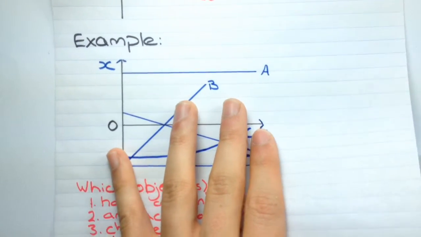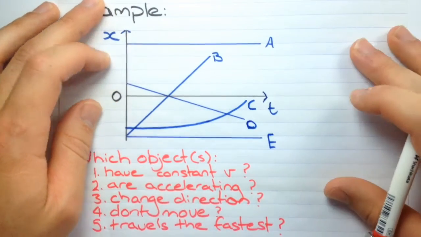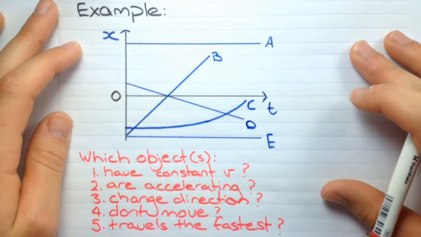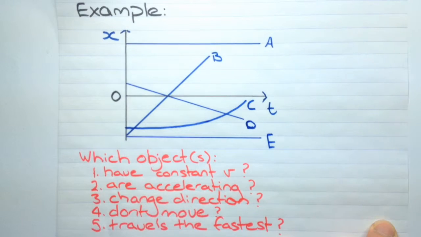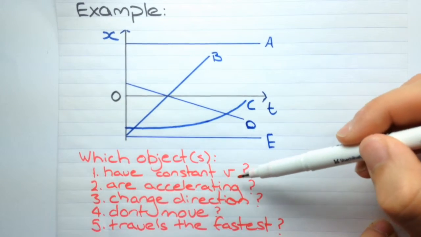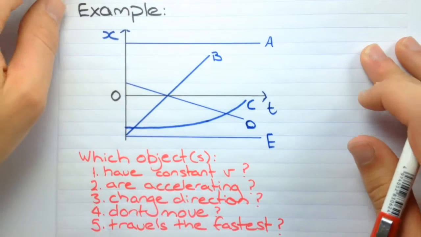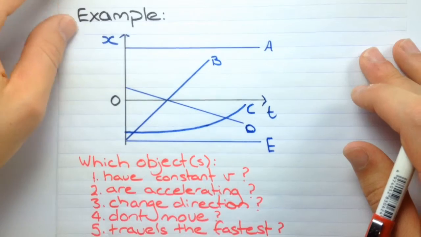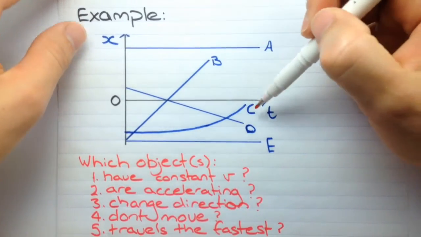So I've drawn an example over here. Right, we've got a displacement versus time graph, and we've got a few different lines, and a few different questions concerning the lines. So, first question, which object or objects have a constant velocity? Now, that means that the velocity doesn't change, so that means that the slope of the line doesn't change, because the slope of the line is the velocity in a displacement versus time graph.